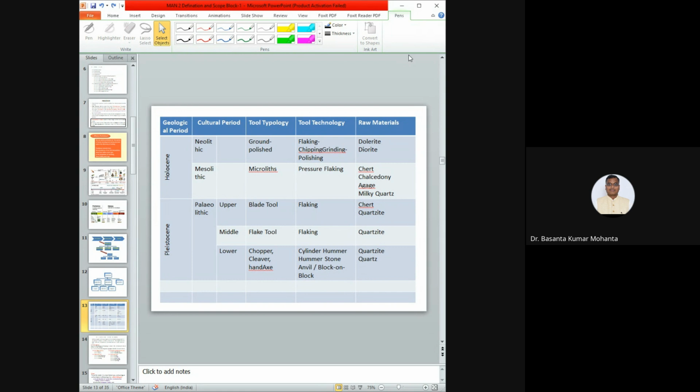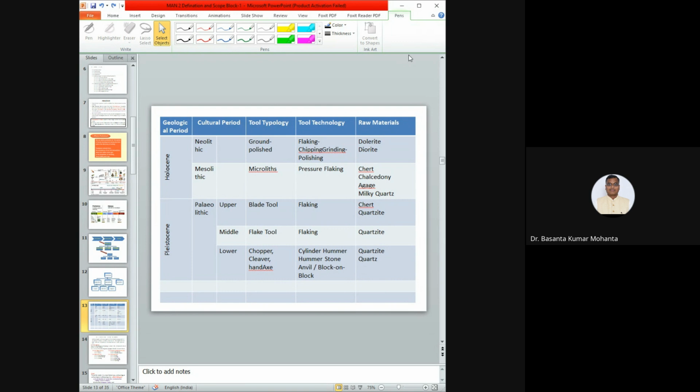So now we'll come to the different areas, the different sub branches of archaeological anthropology, which are used to understand our past culture in a better way, and that include environmental archaeology, settlement archaeology, ethnoarchaeology, experimental archaeology, ethnological studies, etc. Let's discuss one by one.